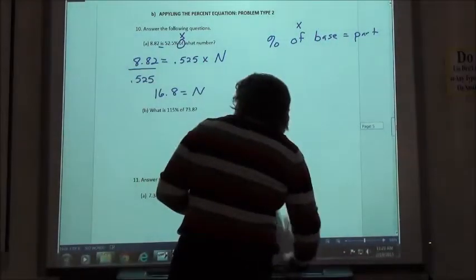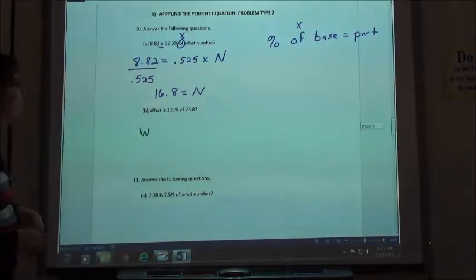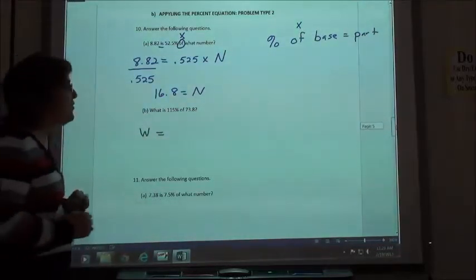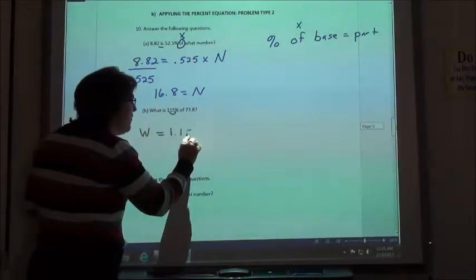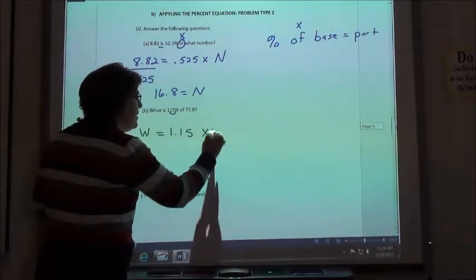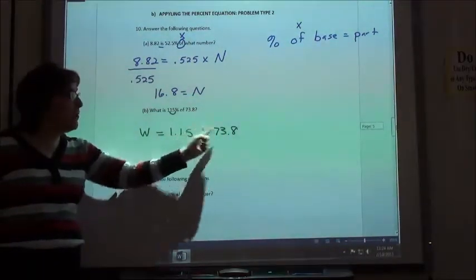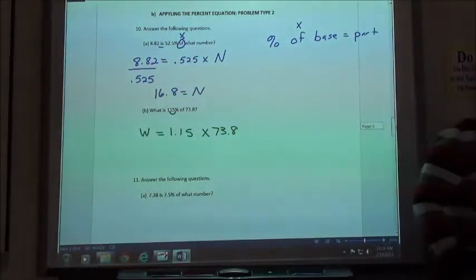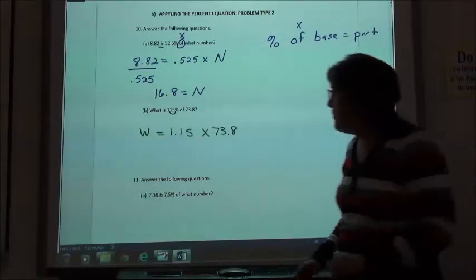The next one. What is... They like to use W on the previous ones. W equals 115%. 115% as a decimal, I have to move that 2 places back, would be 1.15 times 73.8. So in this case, I'm just going to multiply those 2 numbers together. 1.15 times 73.8 gives me 84.87.